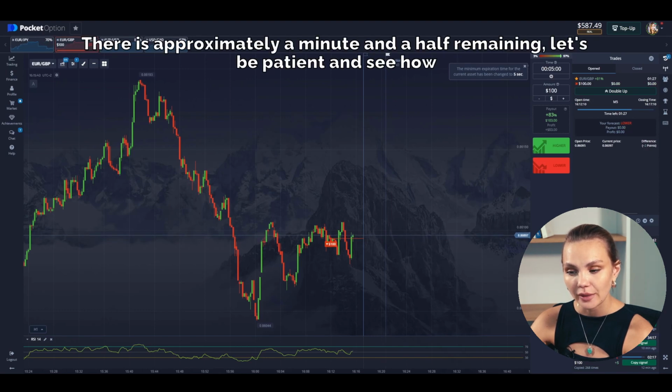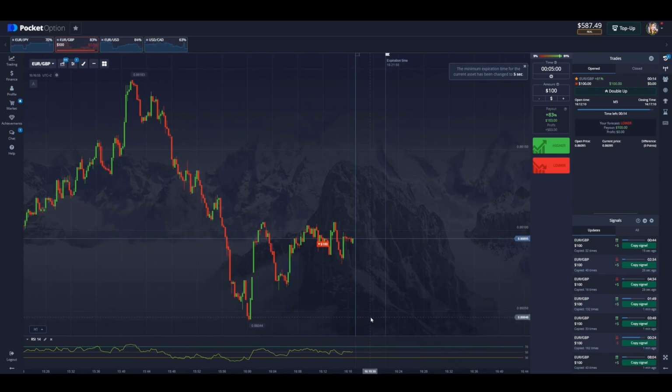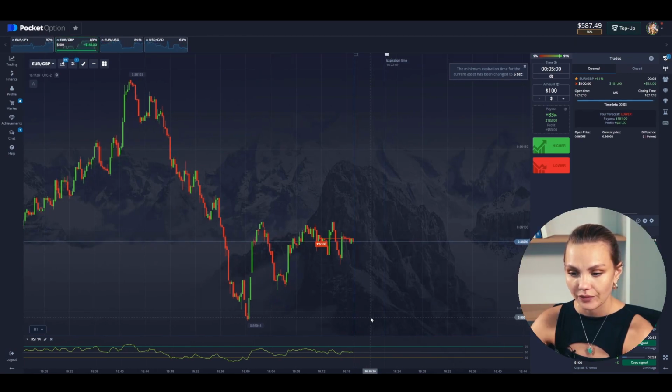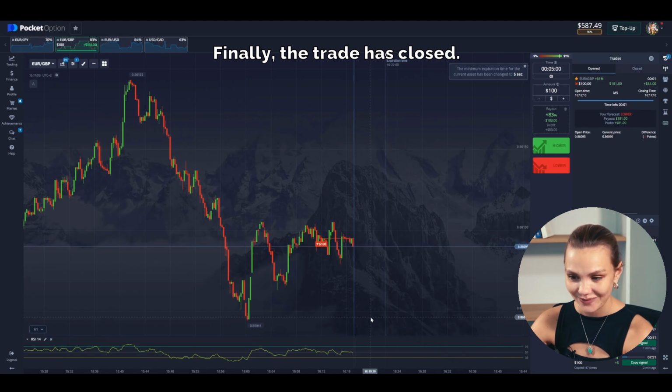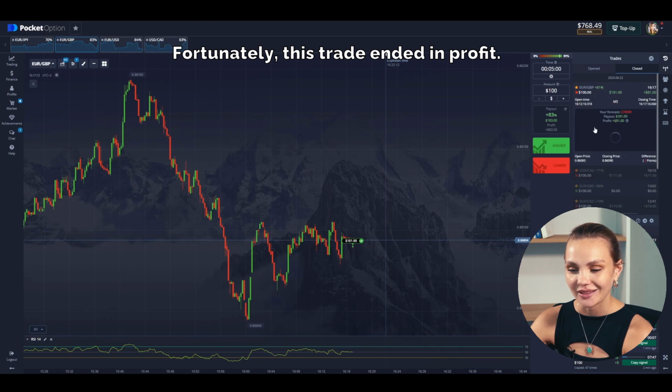There's approximately a minute and a half remaining. Let's be patient and see how it unfolds. The trade is about to close within a few seconds. Finally, the trade has closed. I must admit I was feeling quite nervous. Fortunately, this trade ended in profit.